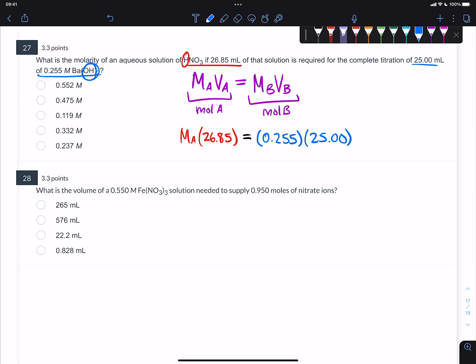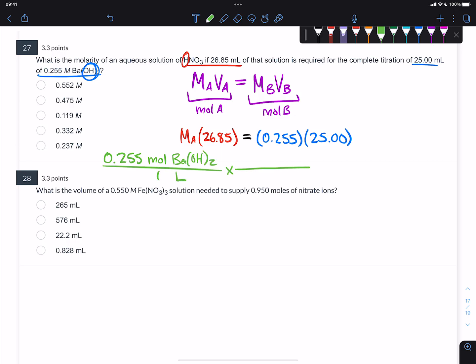So let's think about this. If you have 0.255 molar of the barium hydroxide, I'm going to sketch this out in green. So you have 0.255 molar barium hydroxide over 1. Remember that molarity is really just moles over liters. So I'm going to back this up into this. You have 0.255 moles of the barium hydroxide for every 1 liter.